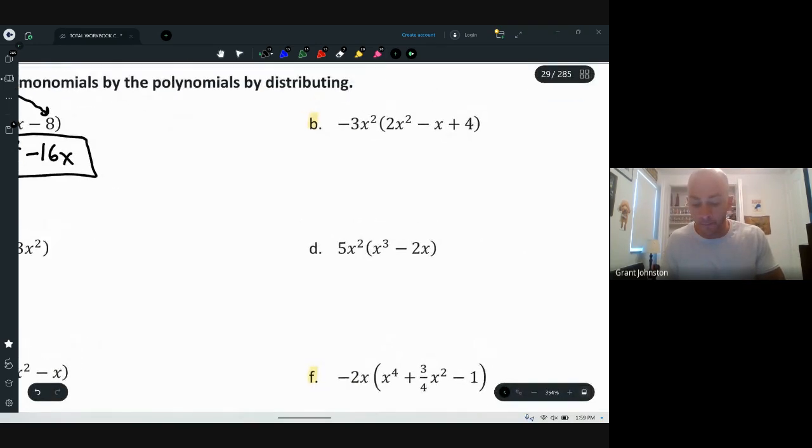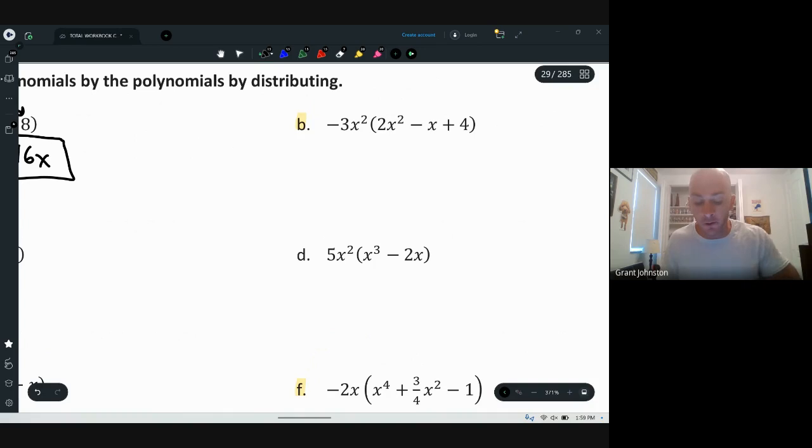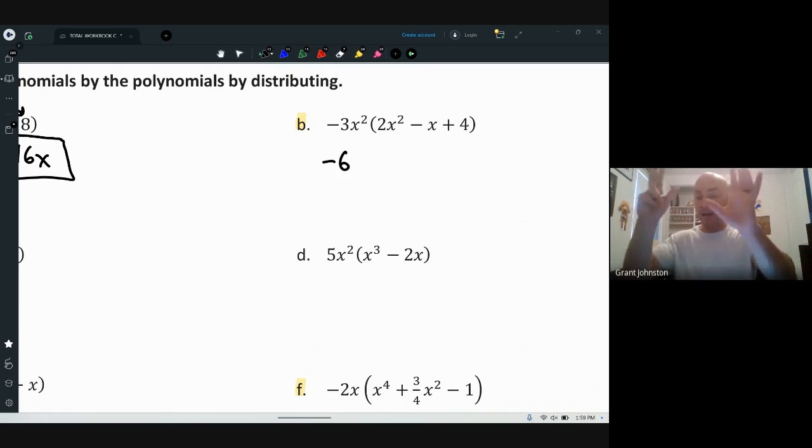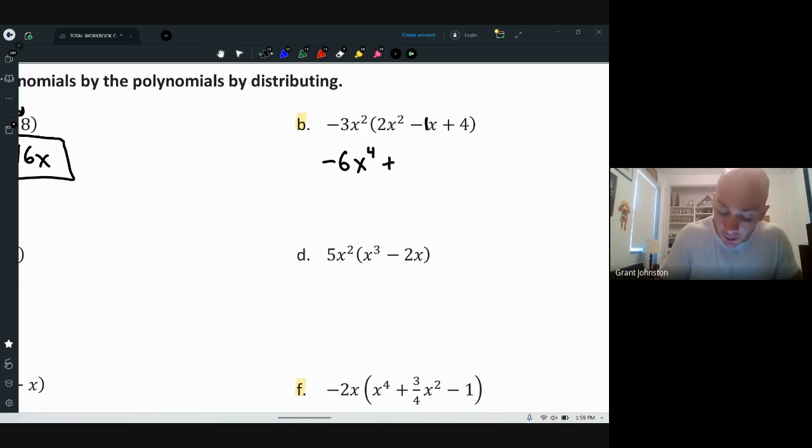Okay, b. So now we're multiplying negative 3x squared. So negative 3 times 2 is negative 6. X to the second times another x to the second. Remember, we add the exponents. 2 plus 2 is 4. Remember, this is like a hidden coefficient of 1 on that. So negative 3 times negative 1 is positive 3.